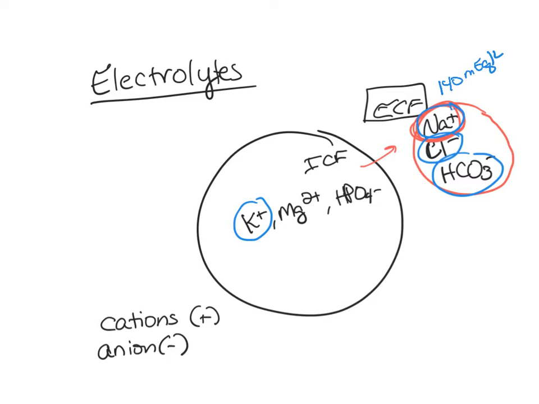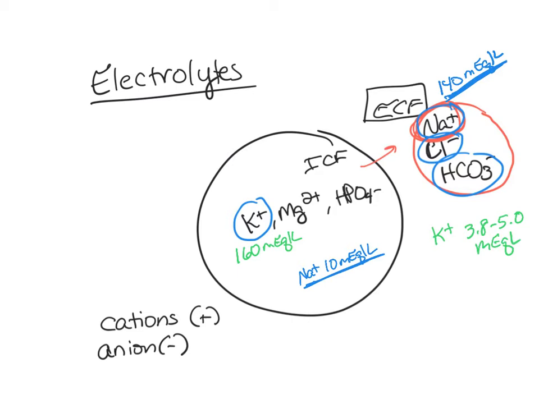And then if we look inside the cell, there is sodium inside the cell, but it's such a lower concentration, it's only 10 milliequivalents per liter. So you can just see how much more concentration there is outside for sodium than there is inside the cell. Then if we look at potassium, potassium has a higher concentration inside the cell. It has 160 milliequivalents per liter inside the cell. And then outside the cell, there is some potassium, but it's only 3.8 to 5.0 milliequivalents per liter. So there's quite a big difference.